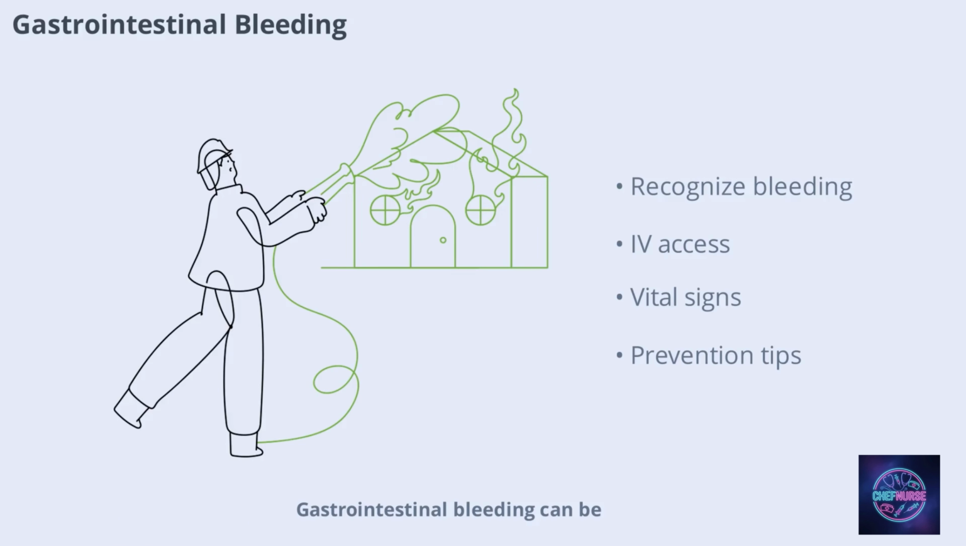foods. Gastrointestinal bleeding can be life-threatening and requires immediate intervention. Recognize signs such as hematemesis, melena, and hypotension. For the NCLEX, focus on priority interventions like establishing IV access, monitoring vital signs, and preparing for possible blood transfusion. Patient education on preventing recurrence, such as avoiding NSAIDs, is also important.